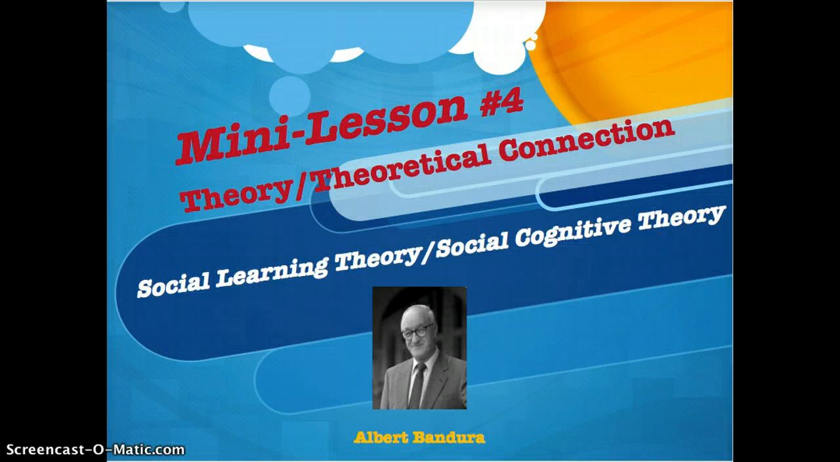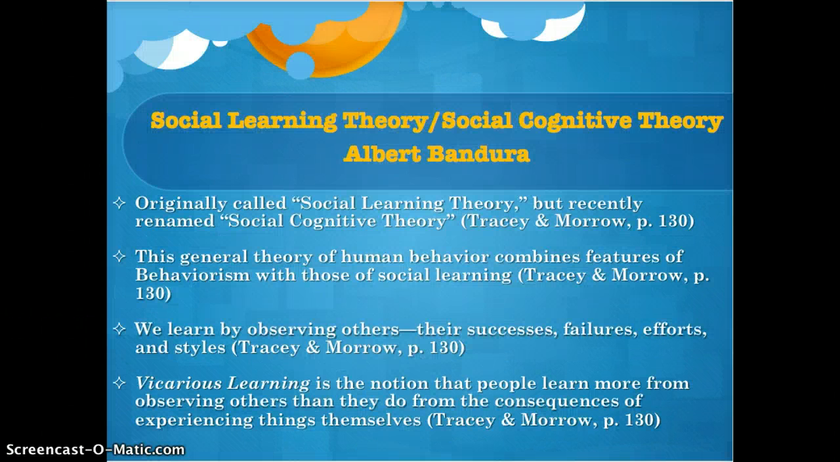Mini lesson number 4. Theoretical connection. Social learning theory, social cognitive theory. Key theorist here is Albert Bandura. Originally called social learning theory, but recently renamed social cognitive theory. This general theory of human behavior combines features of behaviorism with those of social learning.